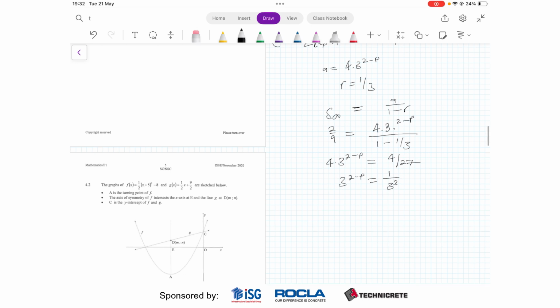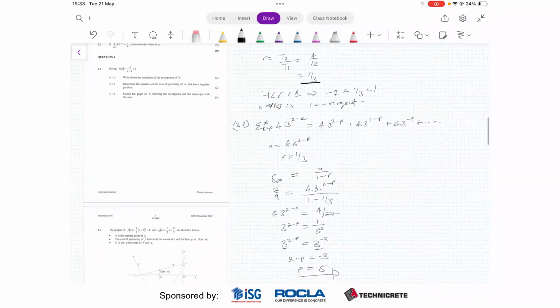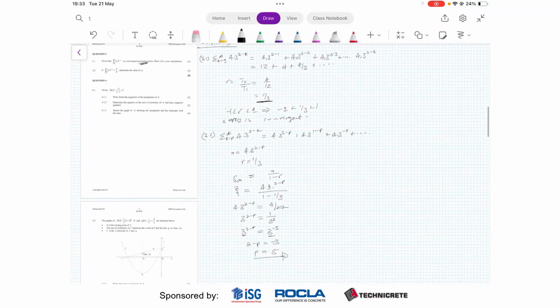Now, because we have the same base, because 2 minus p is equal to 3 to the minus 3, we can equate exponents to say 2 minus p is equal to minus 3, and finally p is equal to 5. And you get your 8 marks just like that.